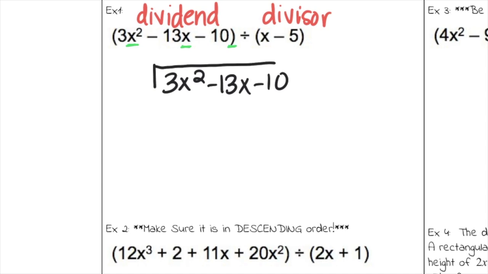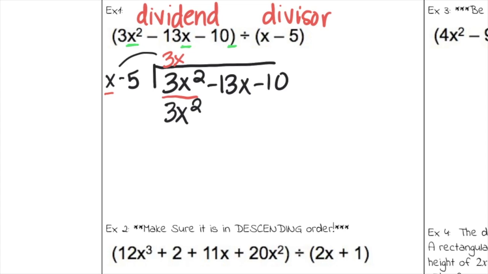So my divisor also has to be in order. And in any placeholders, I'm going to put x minus 5. All right. So at this point, we're going to look and say, okay, I have x. What do I need to multiply x by to give me 3x squared? Well, x times what gives me 3x squared is going to be 3x itself. So 3x times x will give me 3x squared when we multiply it back out.